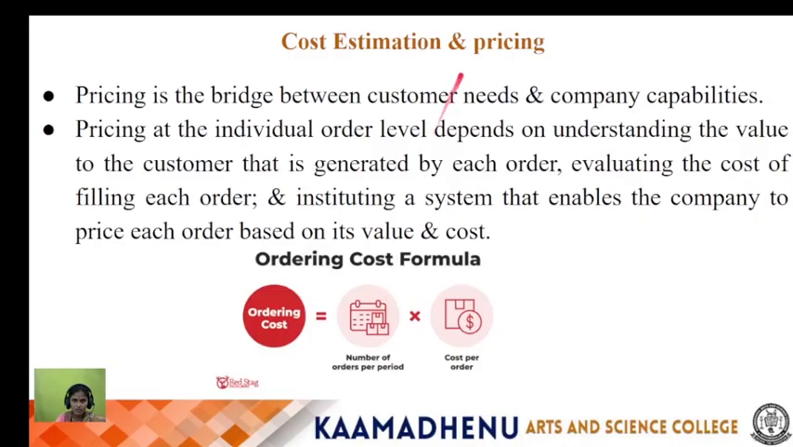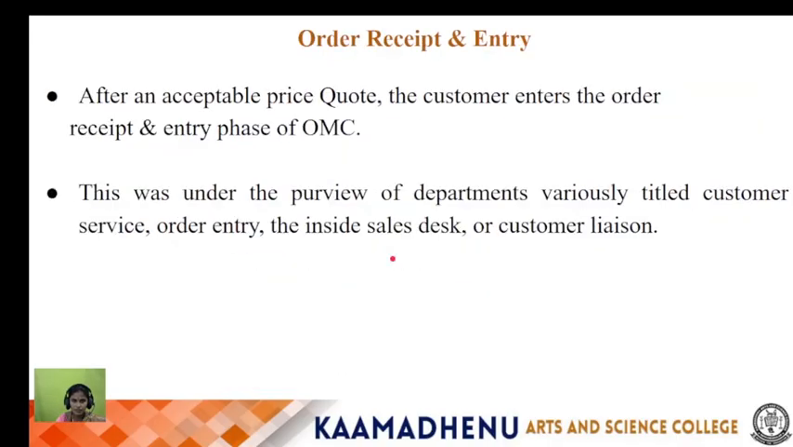Next one, cost estimation and pricing. Pricing is the bridge between customer needs and company capabilities. Pricing at the individual order level depends on understanding the value to the customer that is generated by each order, evaluating the cost of filling each order, and instituting a system that enables the company to price each order based on its value and cost.